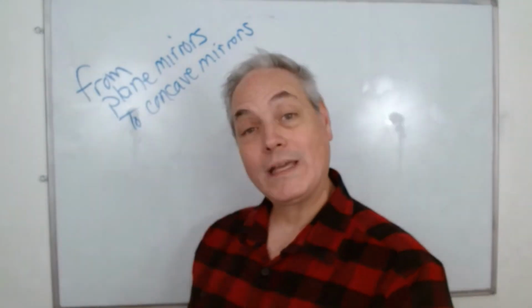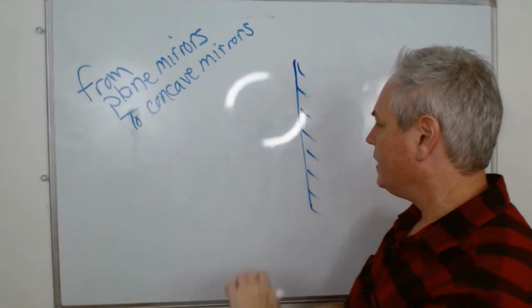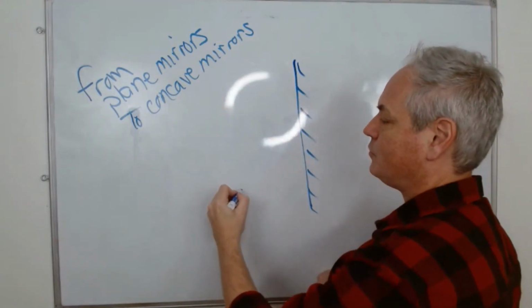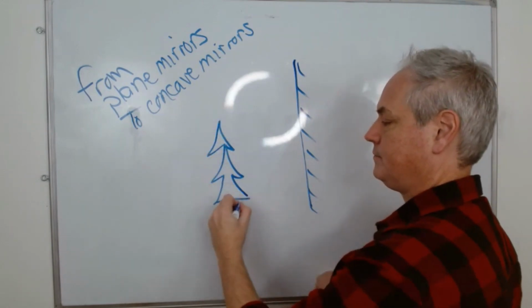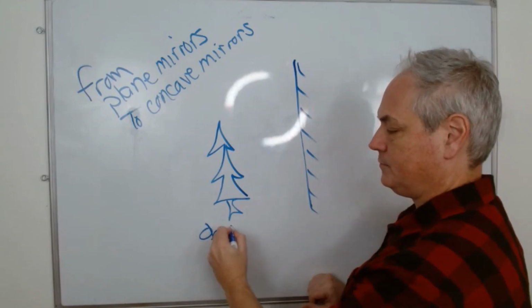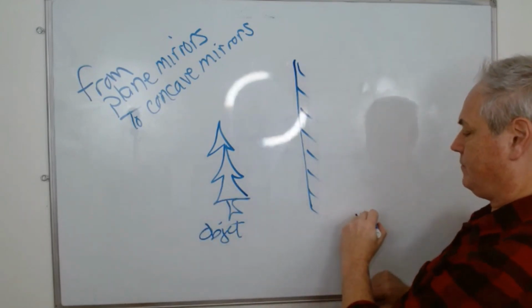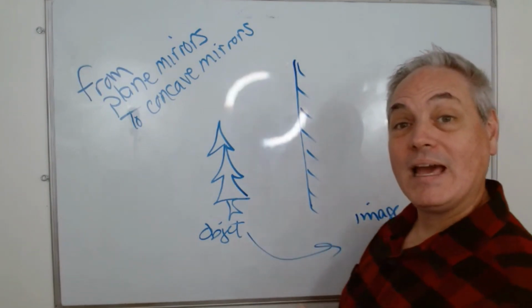So if you were to take a plane mirror, how can we find the image from an object? I'm going to do a quick example and then we're going to lead into concave mirrors. So here is a plane mirror, and if I have, for example, a tree like this, and we have an object, we can figure out where the image is. The image will always be behind the mirror.